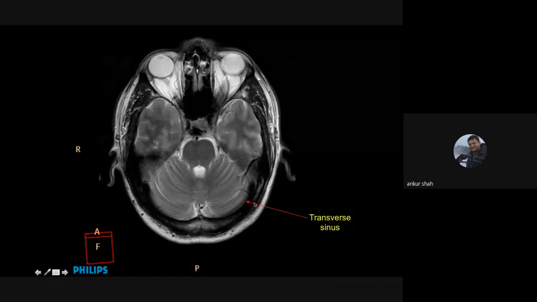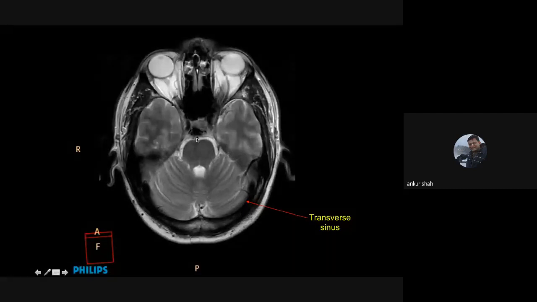Transverse sinus, as I said, to see the arteries and veins, we need to do angiography or venography, but even on routine MRI, we can have some idea about patency of the arteries and veins. So here, wherever the blood is flowing, you will see it as flow void on routine MRI. That is markedly black or hypointense. So this is the normal flow void of transverse sinus.